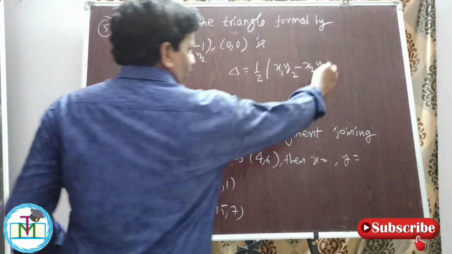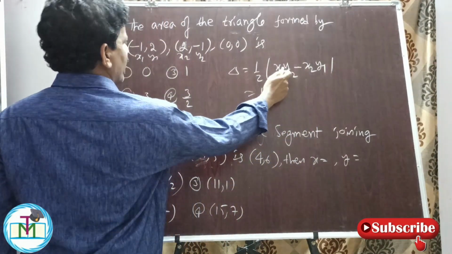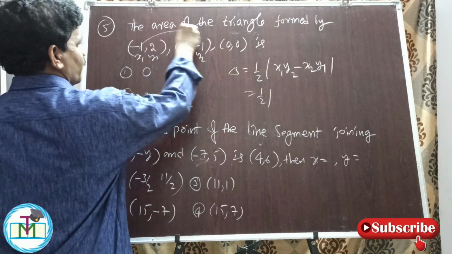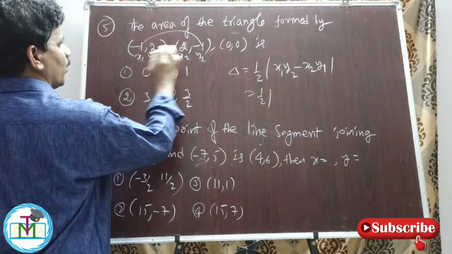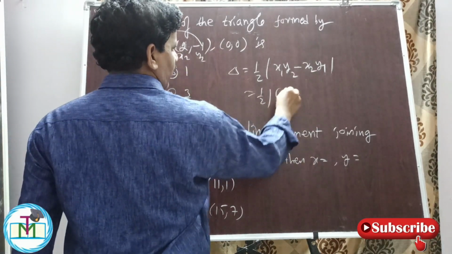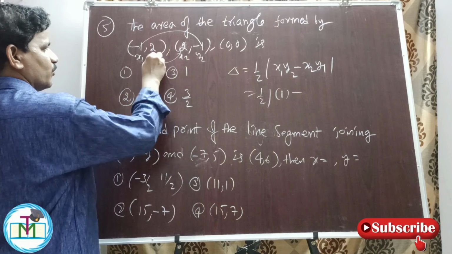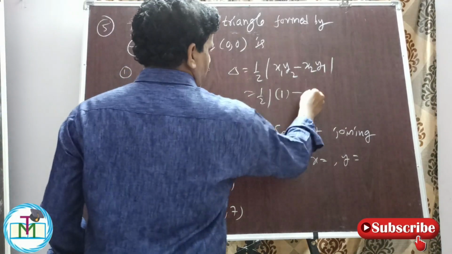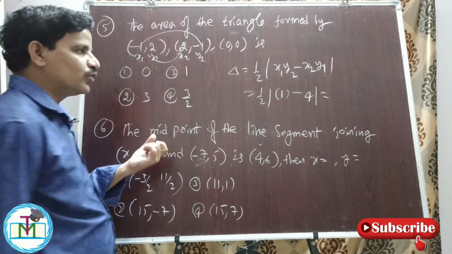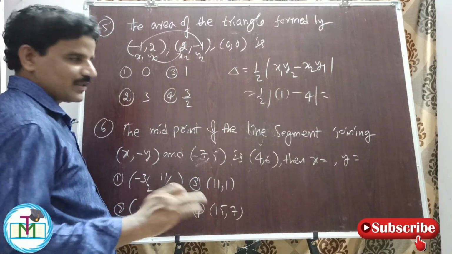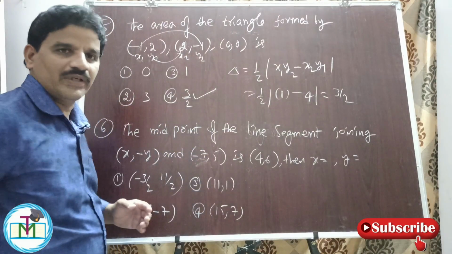Very simple formula. When I substitute all these things here, x1 means minus 1, minus 1 into y2. What is y2? Minus 1. So x1 y2, I am multiplying x1 and y2. x1 y2 means minus 1 into minus 1. I am getting 1. This minus is minus. x2 y1, what is x2? These 2. x2 y1 means 2 into 2, 4. So here 1 minus 4, minus 3, but area of the triangle should always be positive. Therefore 1 minus 4 is minus 3, but as area should be positive, 3 by 2. The answer is option 4. 3 by 2 is the right answer.